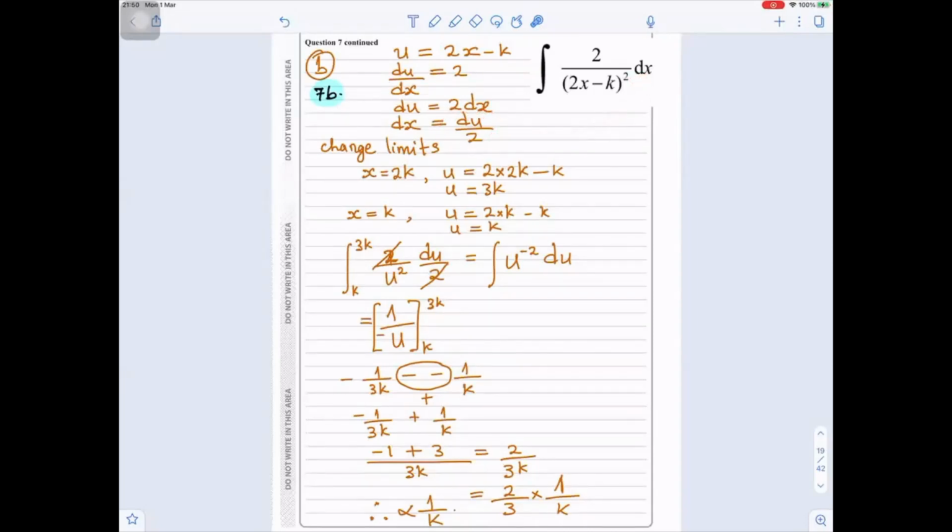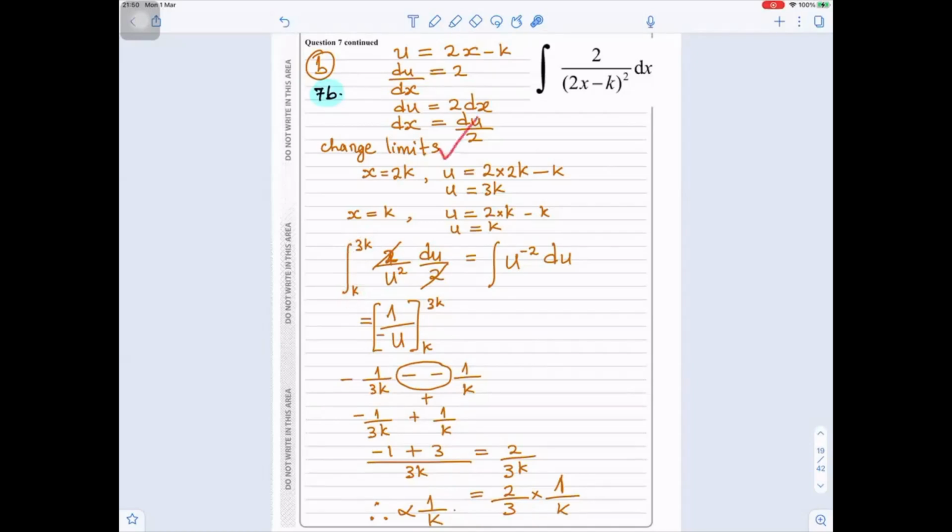Remember that. Now we need to change the limits. The limits go from x equals 2k. So we take x equals 2k. What would u be? It will be 2 times 2k minus k. It gives you 3k. When x equals k, we want to get u. So we put x as k. 2 times k is 2k minus k. It gives you k. So we are integrating now from k to 3k.